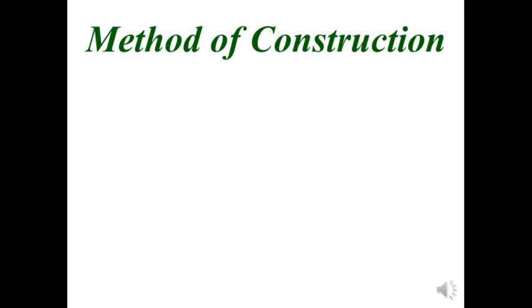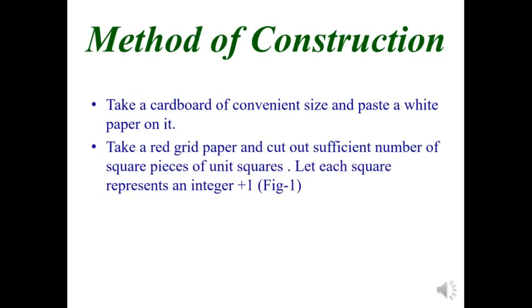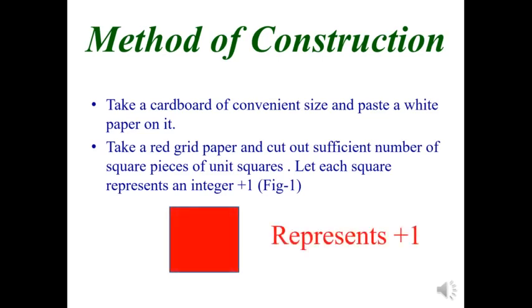Then method of construction. First, take a cardboard of convenient size and paste a white paper on it. Take a red grid paper and cut out sufficient number of square pieces of unit square. Let each square represent an integer plus 1, like this. Each red square represents plus 1. We have to cut a number of red squares from red grid paper. Each red square represents plus 1.